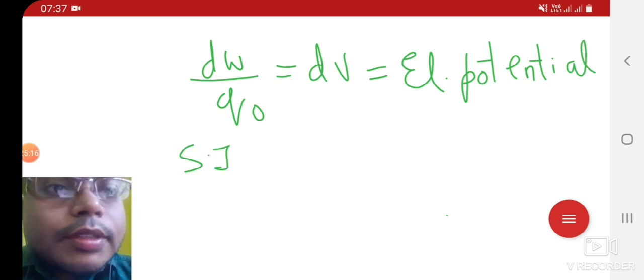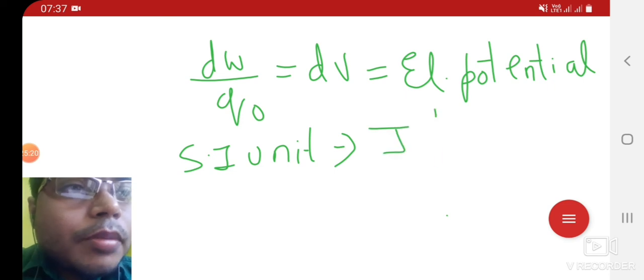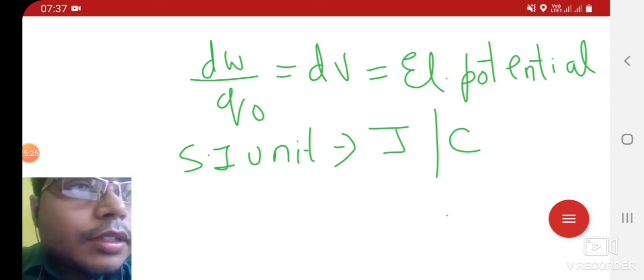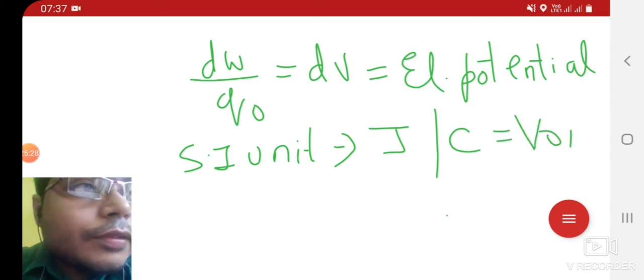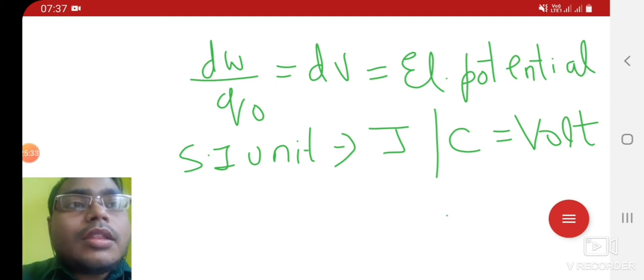You can see the SI unit also. So the SI unit is given by joule per coulomb, right? So that is the SI unit of electric potential, and it is known as the volt. This is also known as the volt, right?